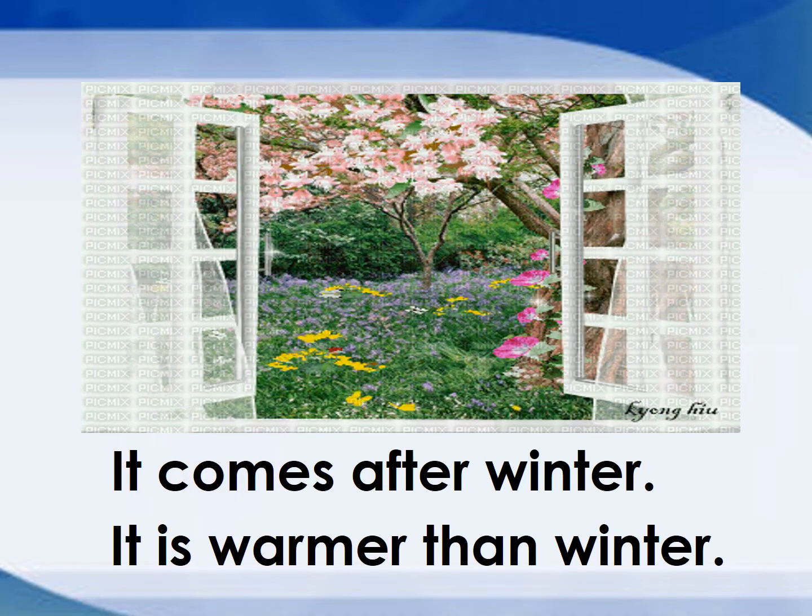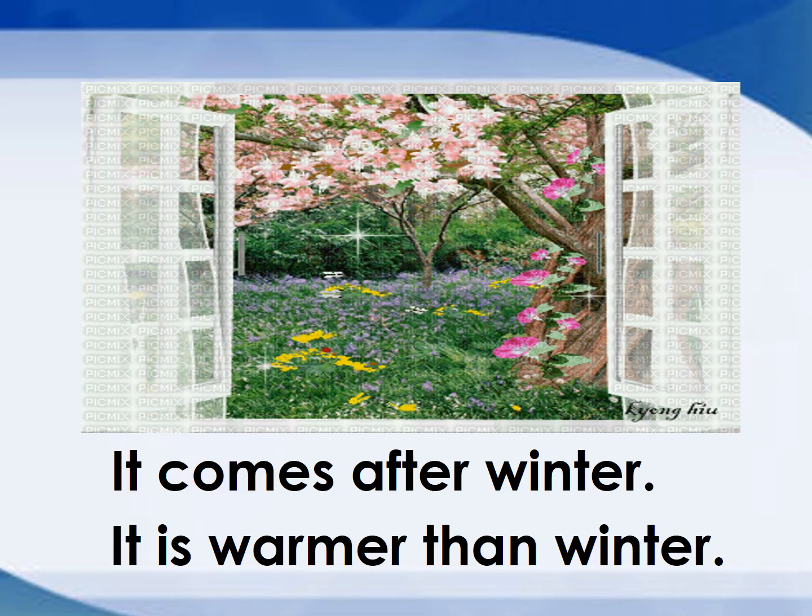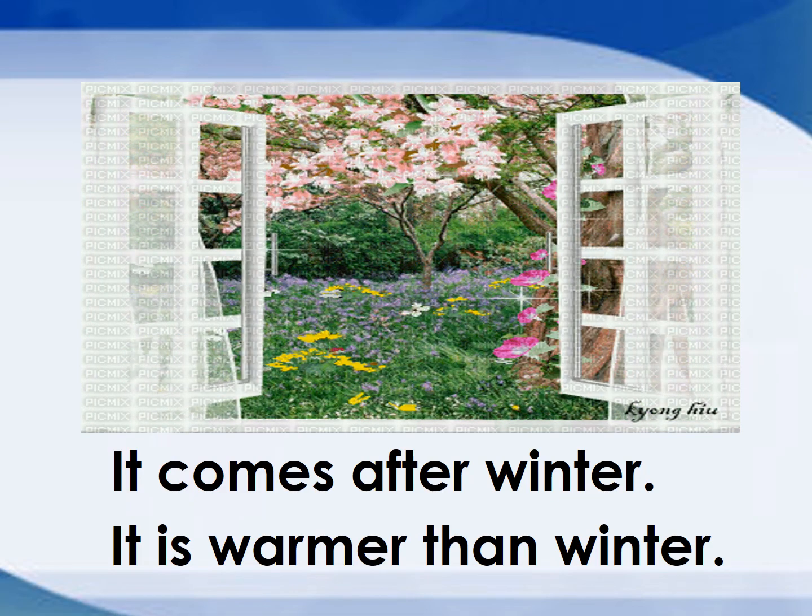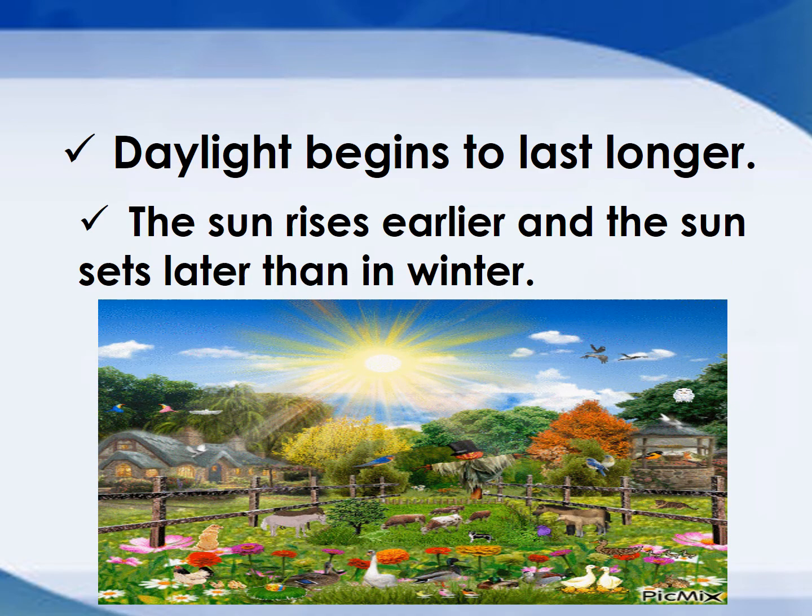Spring comes after winter. It is warmer than winter. During spring, daylight begins to last longer. How do you know that? The sun rises earlier and the sun sets later than in winter. So if you notice in winter season, it seems that it gets dark so fast. But in spring season, you can notice that it gets dark a little bit late.